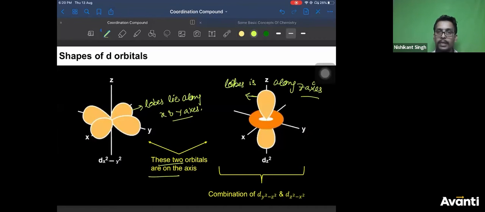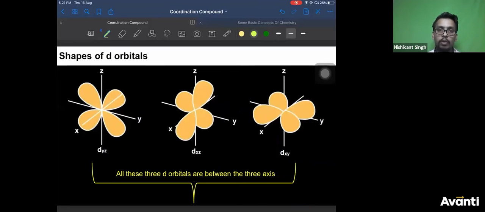Now, I hope you have taken this screenshot. Let me move ahead. You should also know dz square is also written as a combination of dy square minus z square plus dz square minus x square. It is a combination of these two. Okay? Now, let us move ahead with these orbitals.